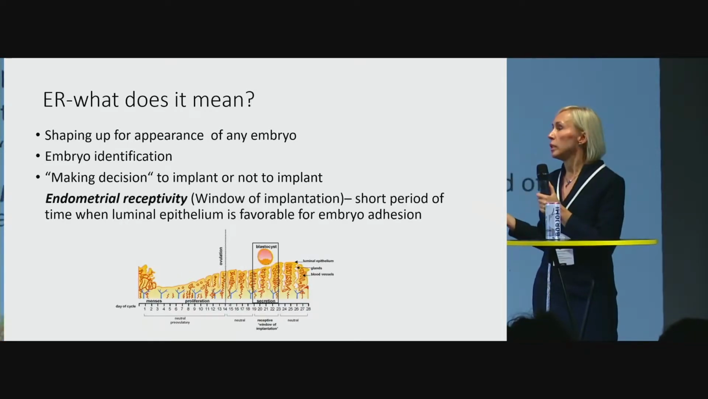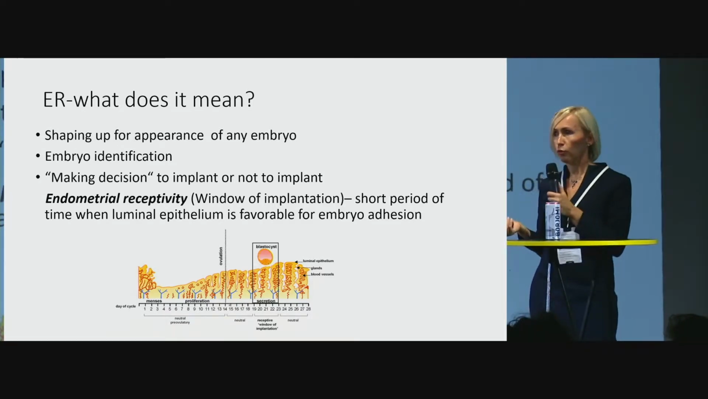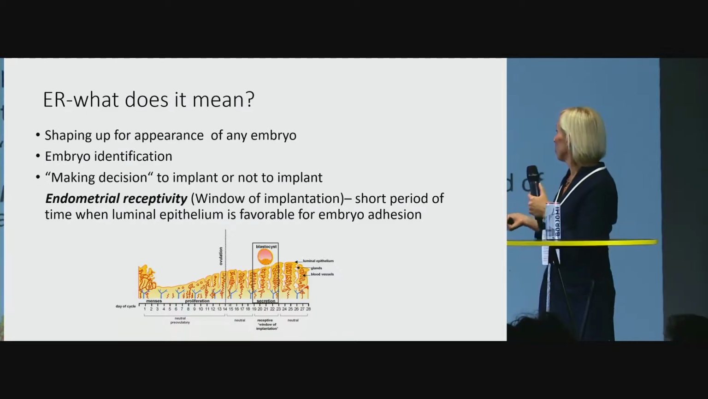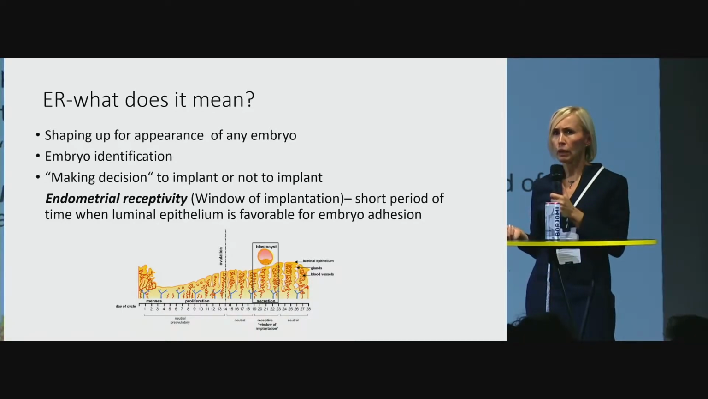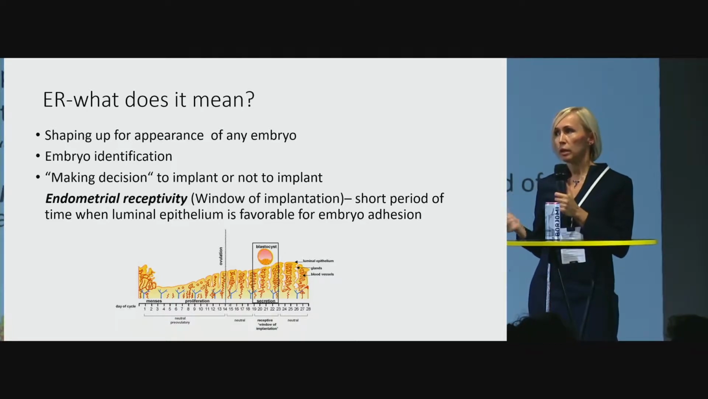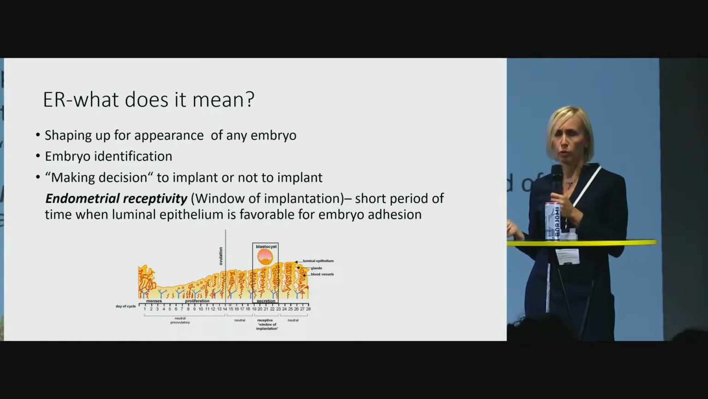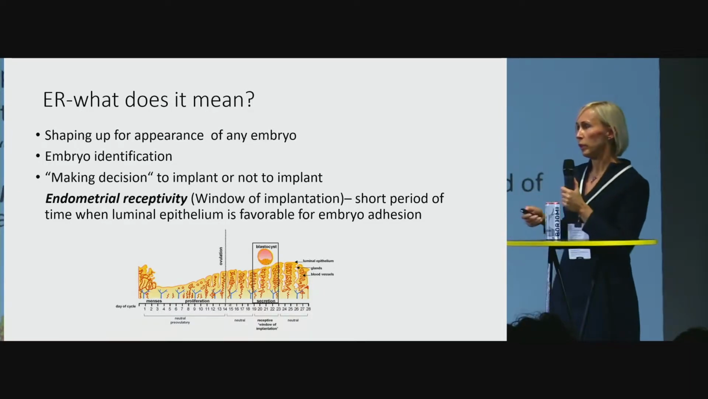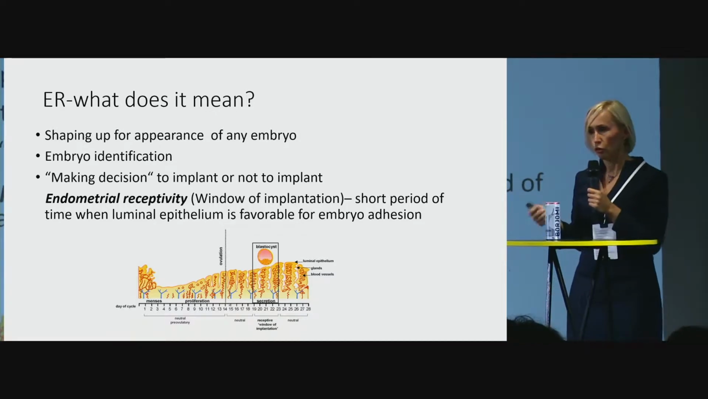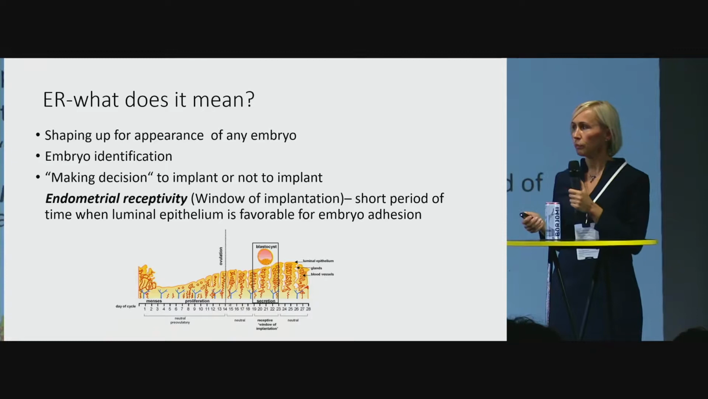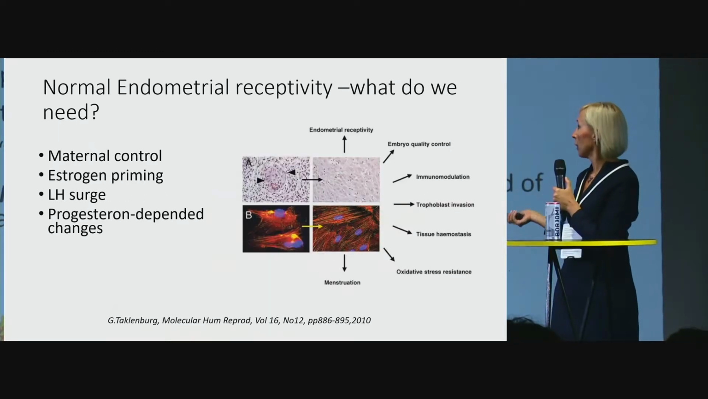So endometrial receptivity means a short period of time when the luminal epithelium of the endometrium is favorable for embryo adhesion. What does short mean? Previously it was thought that this period of time is approximately 4 or 5 days. But now, in the era of genetic testing of the implantation window, it's known that this period is much shorter: it starts 6-8 days after the LH surge and continues not more than 1-2 days.